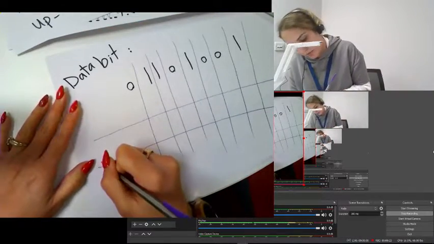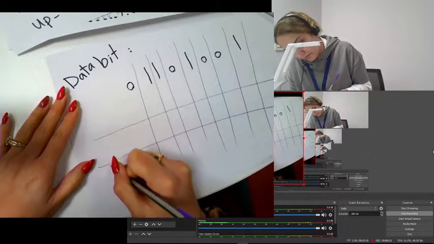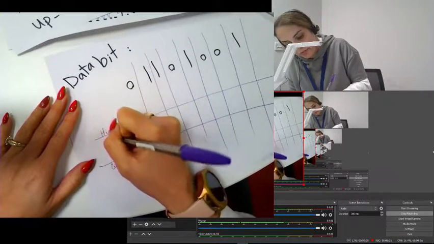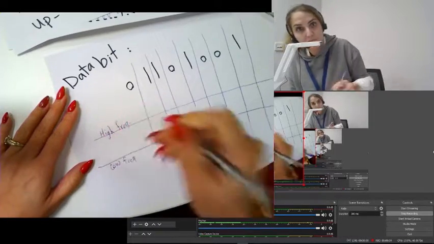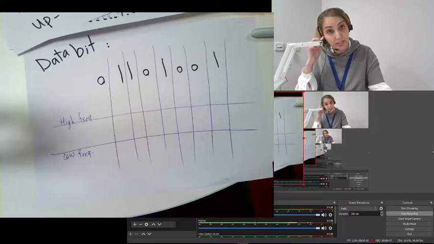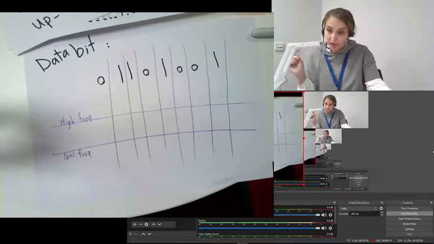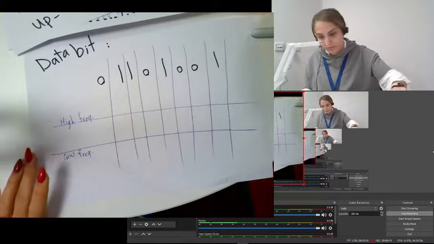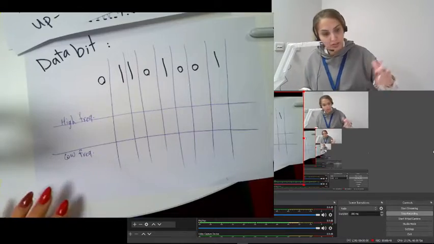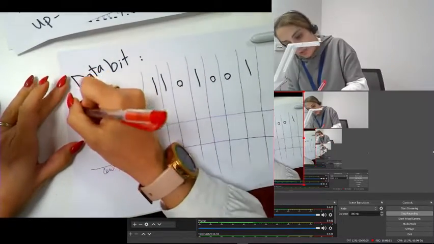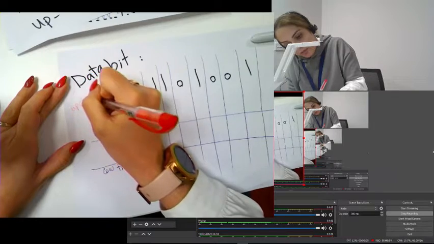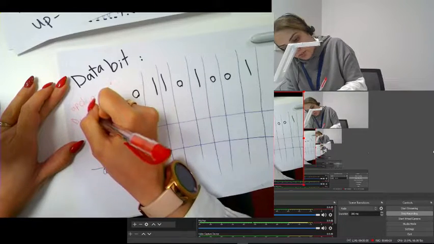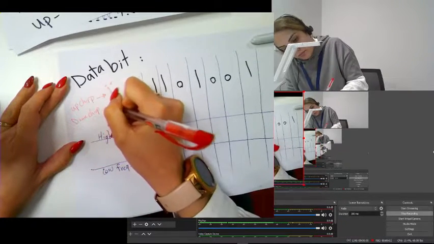Now let's say this is my low frequency and that is my high frequency. Now I decide that I want to send up chirping for my ones and down chirping for my zeros. So let's write that somewhere to remember. Up chirping for 1 and down chirping for 0.